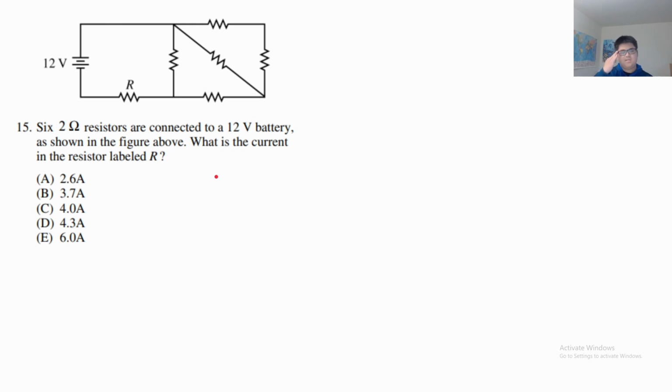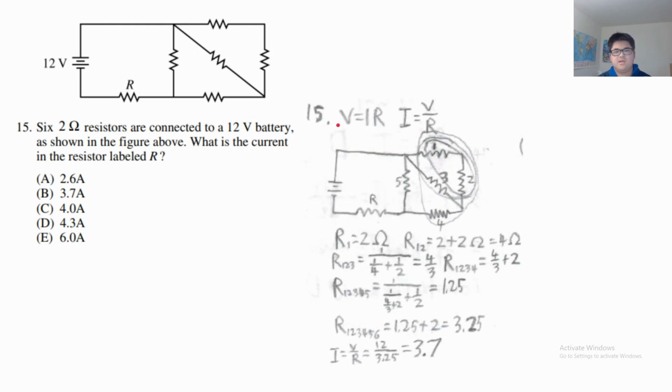Now question 15 may seem hard, but really it's not that complicated. There are just six 2-ohm resistors connected to the 12-volt battery as shown in the figure above. What is the current in the resistor labeled R? So first you need to find the equivalent resistance of the whole circuit. In order to find the equivalent resistance of the whole circuit, you can do this.